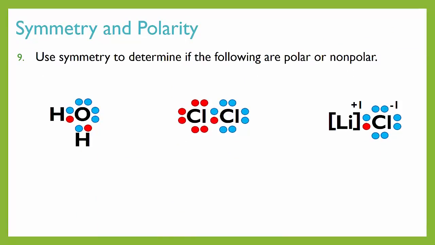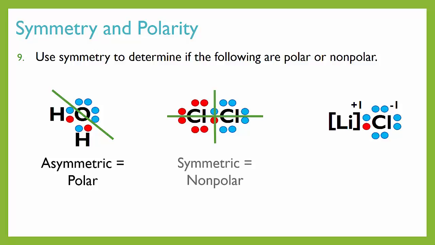Use symmetry to determine if the following are polar or nonpolar. So basically what we want to do is just cut these in half and see if they're the same on both sides. So with water, if I cut it in half this way, it's asymmetric, which means that it will be polar. In the case of the chlorine, no matter how I cut it in half, it's still highly symmetric. So chlorine is going to be nonpolar.